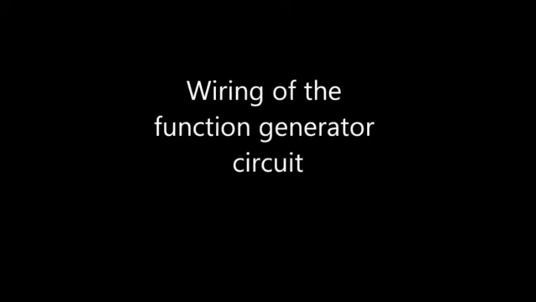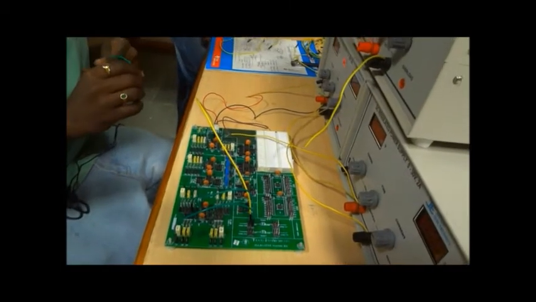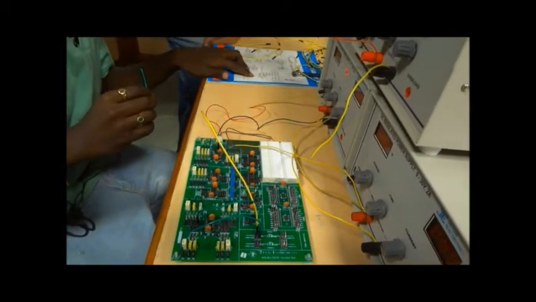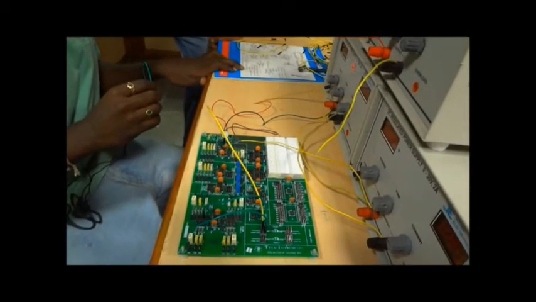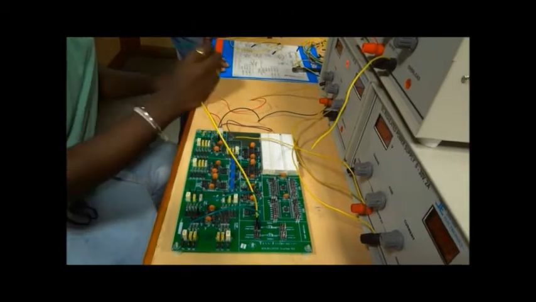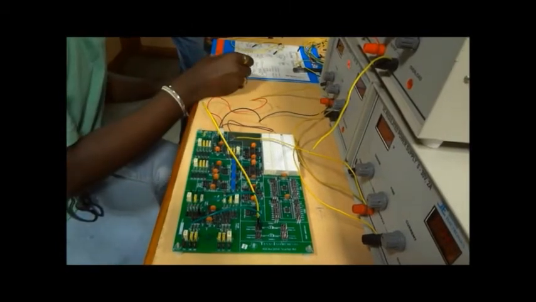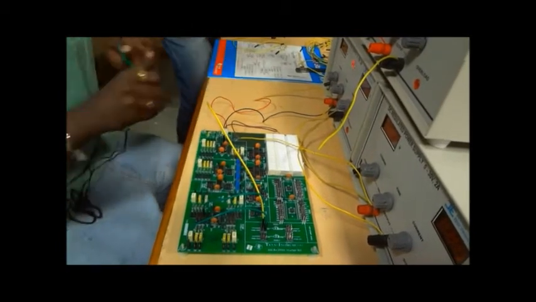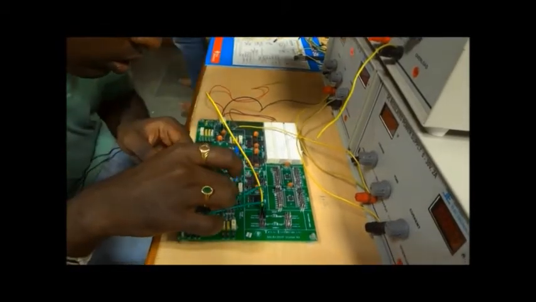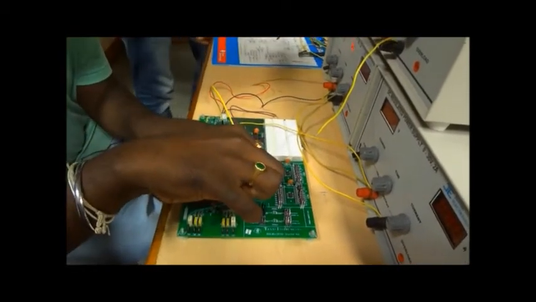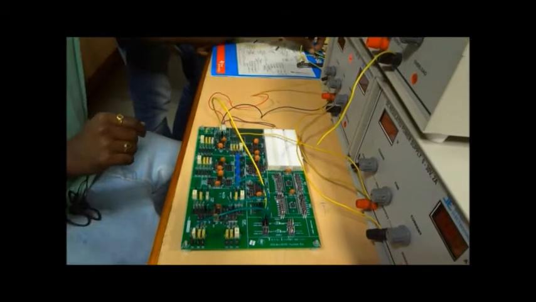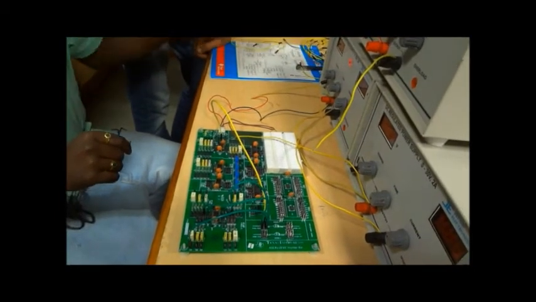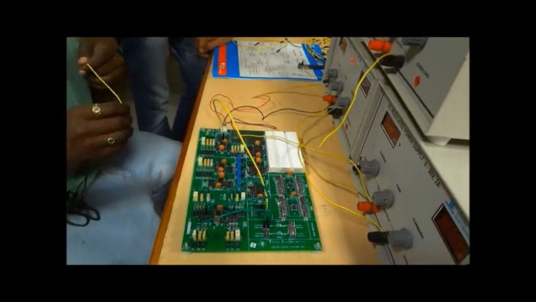Wiring of function generator circuit. To wire up the function generator circuit, we have used the Type 3 op-amp present in the ASVLK kit. The first op-amp is used as a Schmitt trigger and the second is used as a non-inverting op-amp. The Schmitt trigger generates a square pulse which is given to the non-inverting op-amp, which converts this into a triangle wave.